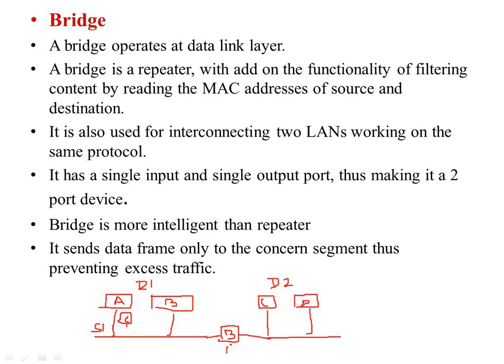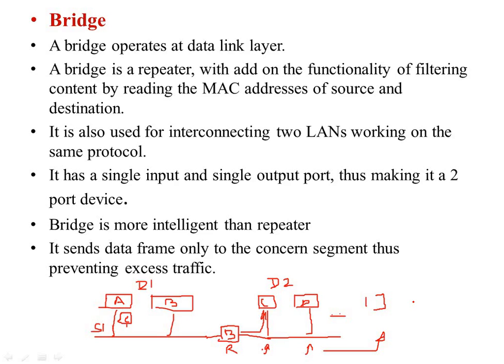if instead of a bridge a repeater were there, what would the repeater do? The repeater will send the information to this one also and to this one also, and if n number of devices, or 10 to 15 devices, are there, the information is broadcast to all the devices. But when this data is only intended for device C, the bridge will simply identify that this information is for C and relay it to C. It will not relay the information to D and other devices on the second segment. So this is what the bridge will do.